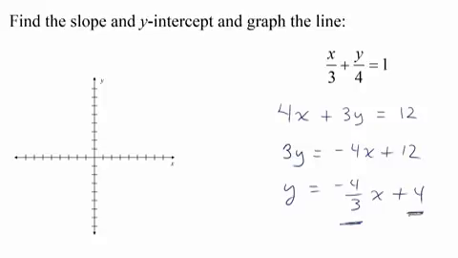We'll first plot the y-intercept at positive 4. From that point, go down 4 units and to the right 3, and now we'll draw a line through those 2 points.